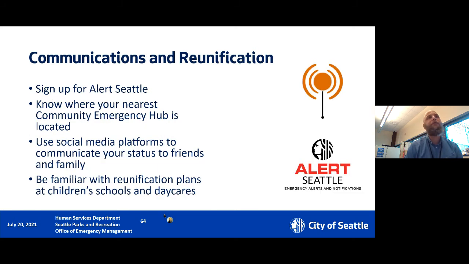Some other things to think about from a communications and reunification standpoint: signing up for Alert Seattle. If you're signed up for Alert Seattle, this is one of the ways that the city will push out information during an emergency. If you know that your friends and family are also signed up for Alert Seattle, then you can be sure that you're all getting the same information about what guidance is being given and what services are available. Know where your nearest community emergency hub is located.